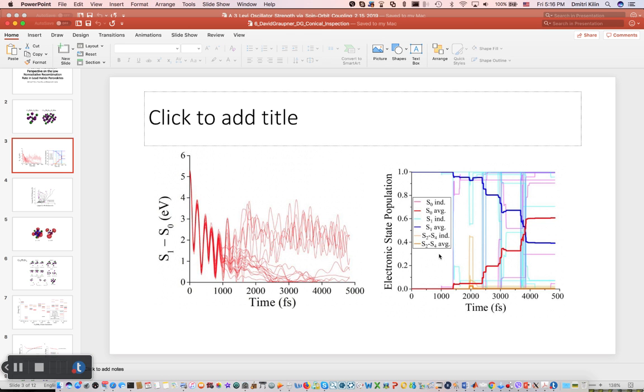The first figure on the left panel looks very counterintuitive and surprising. S1 minus S0 is typically the band gap, the lowest excitation, right? And they run a swarm of trajectories, and some of the trajectories show that the band gap oscillates near 2 eV, and some show that it just drops to 0. So the system could be a semiconductor with a 2 eV gap, or it could be a metal or a gapless system.